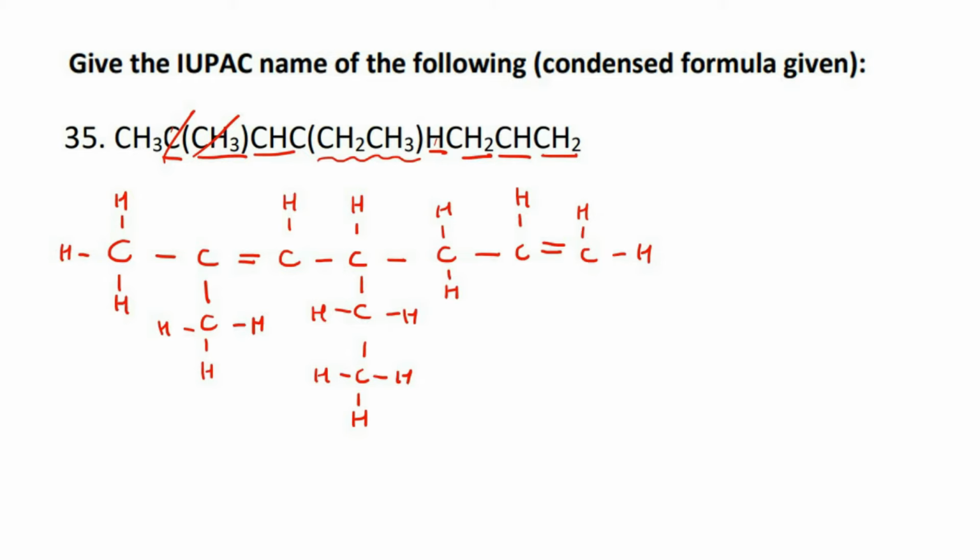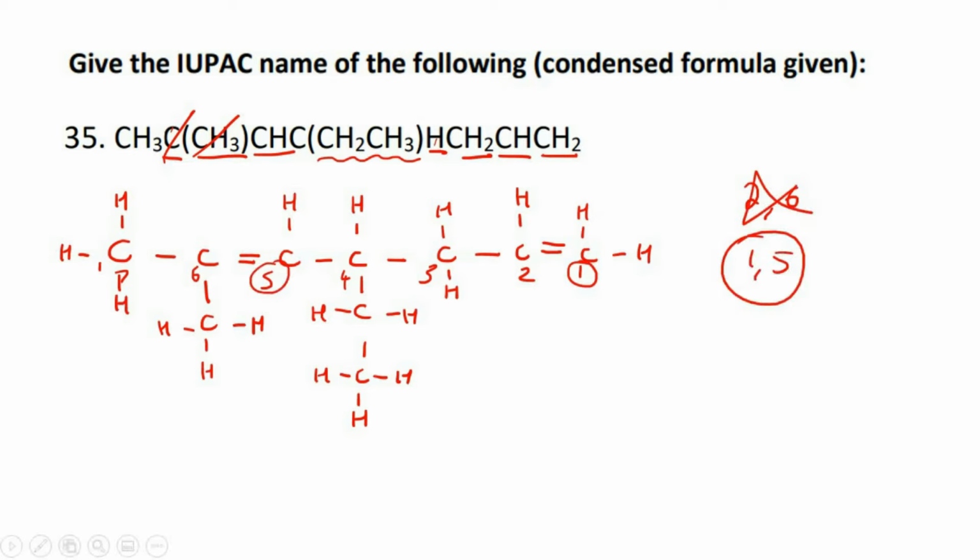So if we're to label it from the left, this would be carbon 1, 2, 3, 4, 5, 6, 7. Okay, so your double bond would be on carbon 2 and carbon 6. However, if we rather label it from the right-hand side, then your double bonds would be on carbon number 1 and carbon number 5. We would rather choose that because we want the lowest numbers possible. That's the IUPAC rule, right? So we're going to label from the right-hand side.